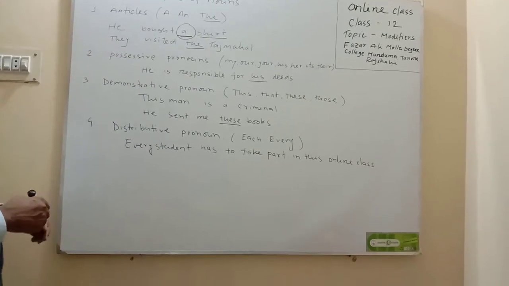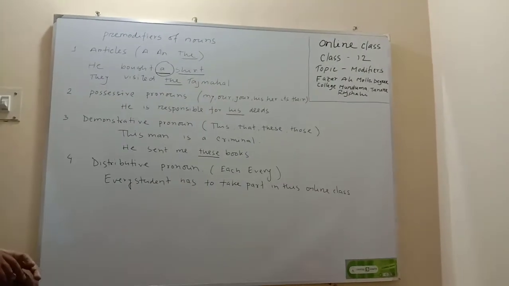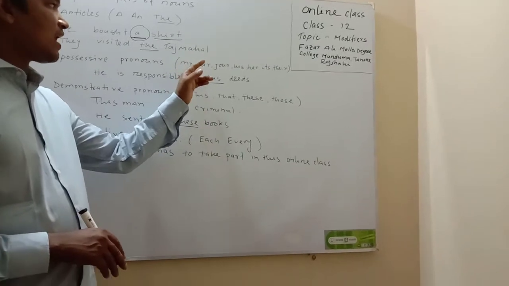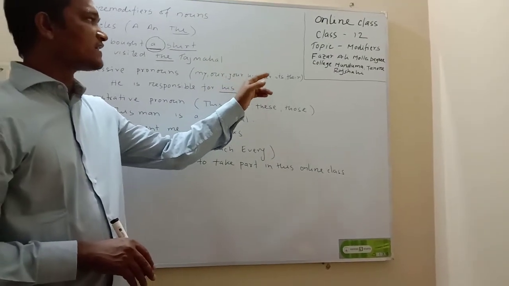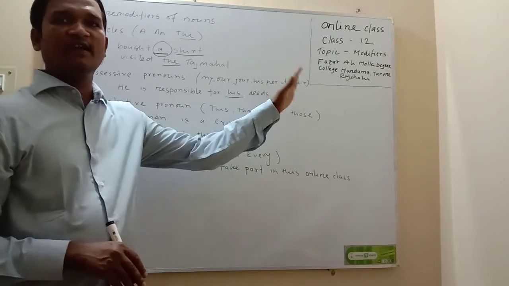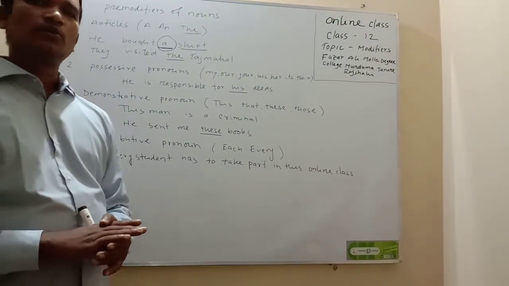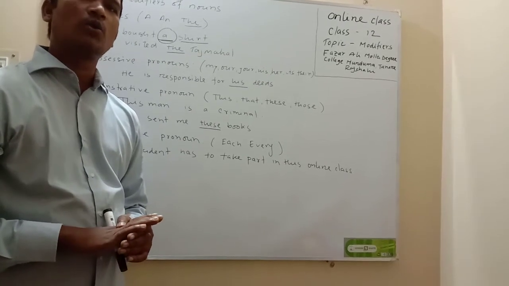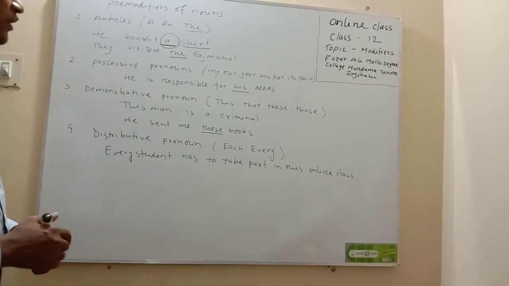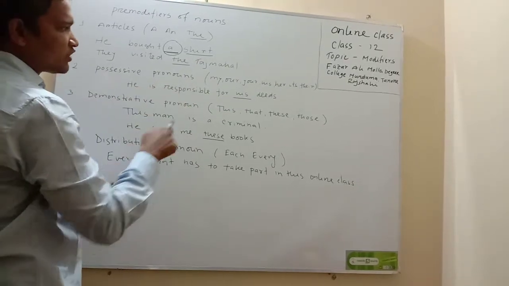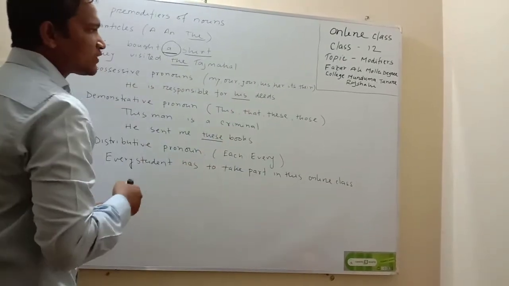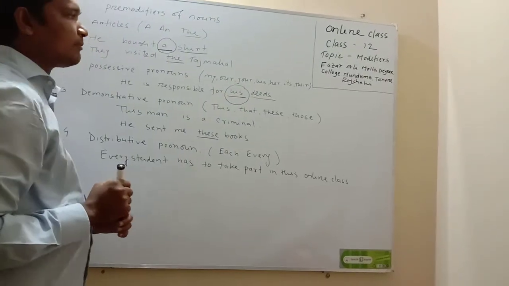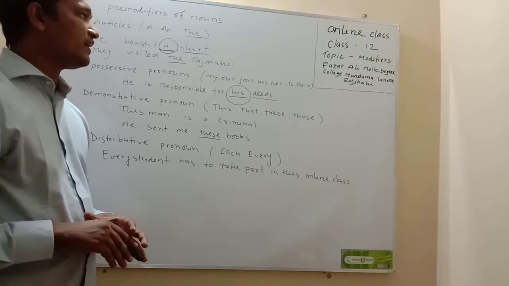This is possessive pronoun. We have some possessive pronouns such as my, our, your, his, her, its, and their. These are the possessive pronouns. We can use a possessive pronoun before a noun. Look at the example here. He is responsible for his deeds. So deed is a noun, and we have used a possessive pronoun before the noun.